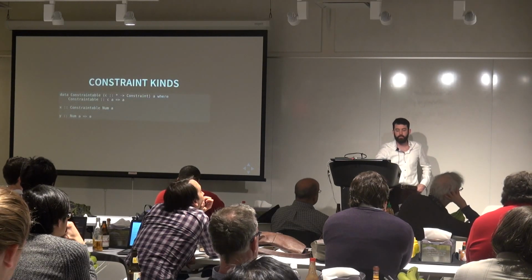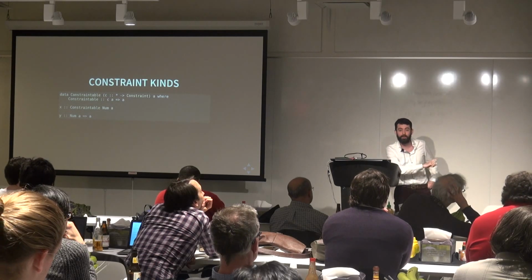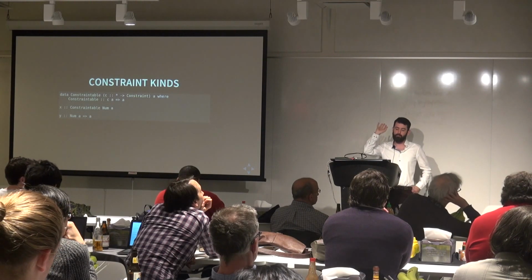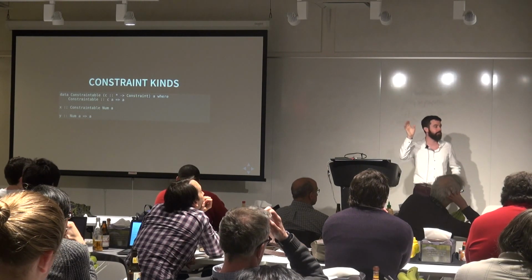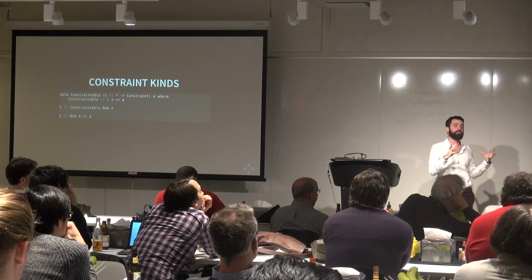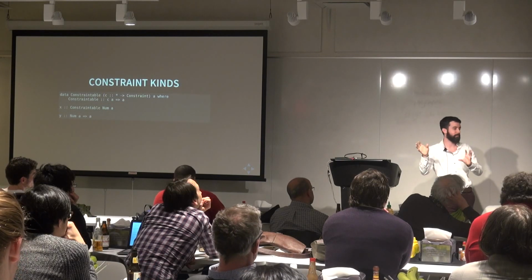So first, we're using constraint kinds. Oh, you know what? I was actually supposed to fix this slide. This won't compile, but we'll talk about the concept. Constraint kinds allow us to speak about our type constraints as if they're on the right side of our type.